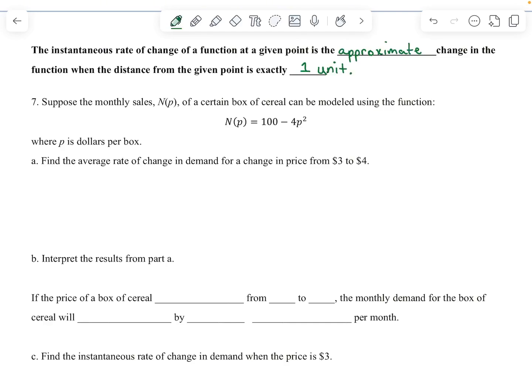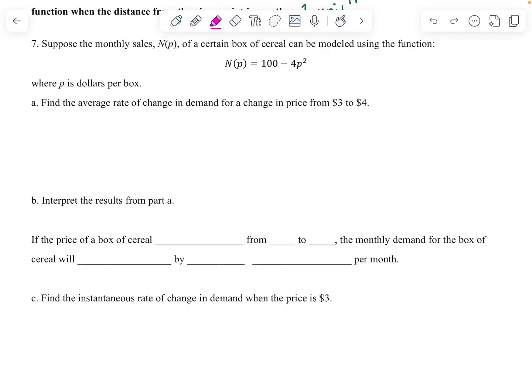Now let's take a look at an example. Suppose the monthly sales, n of p, of a certain box of cereal can be modeled using the function n of p is equal to 100 minus 4p squared, where p is the dollars per box. Find the average rate of change in demand for a change in price from $3 to $4.